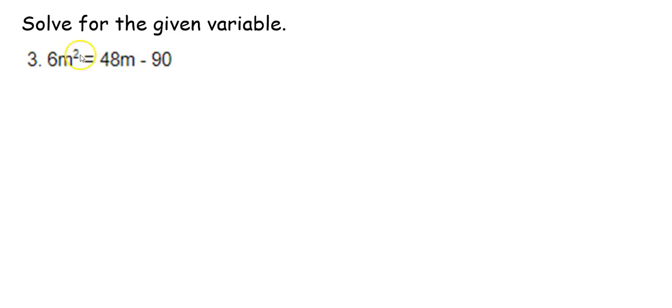Alright, for this one, we want to solve for the given variable. We notice it's a quadratic, so what you want to do is move everything over to one side and get it set equal to 0. So the first thing I'm going to do is move this over by subtracting it. I'm going to move this over by adding it, and that gives us an expression that looks like this.